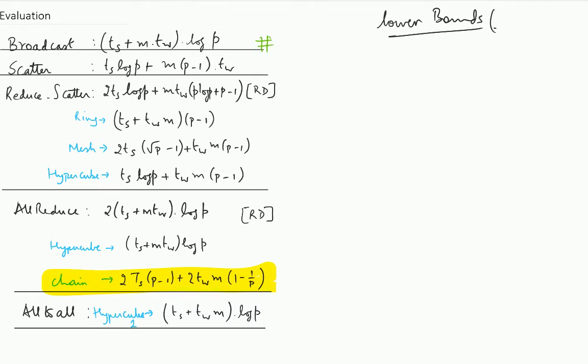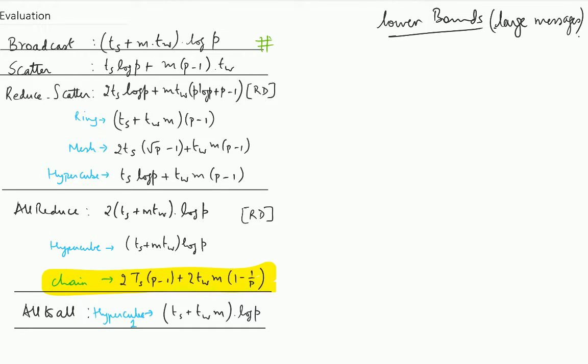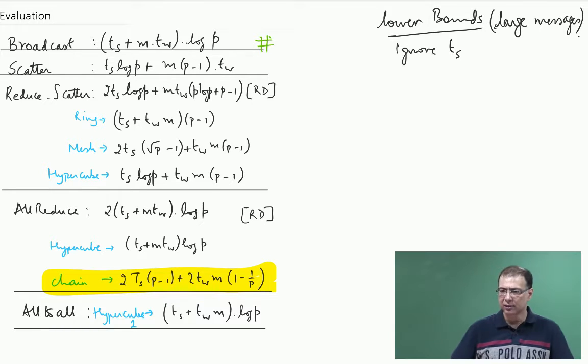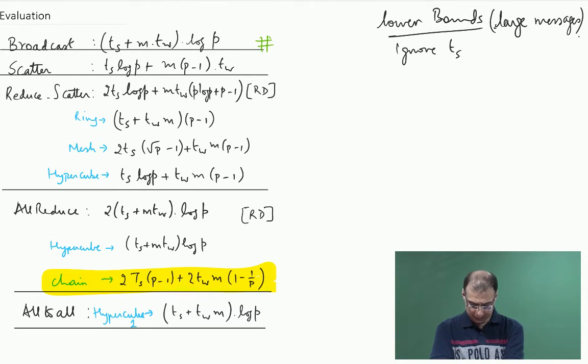While we are looking at lower bounds, I'm only going to talk about large messages. Let me assume that I have very large messages that I want to communicate, so M is very large. Under that assumption, I can basically ignore TS and concentrate on the term TW. So let's start with scatter. Can we come up with a lower bound for scatter? Can I argue that this is the minimum time it's going to take to do scatter?